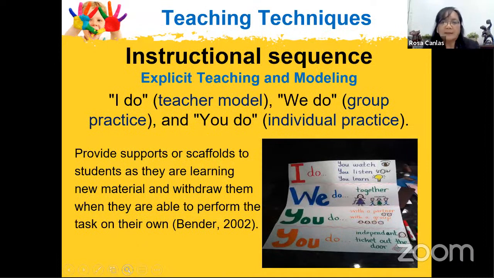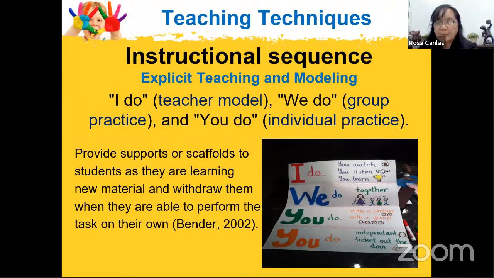The next technique and strategy is the instructional sequence. In English, we use explicit teaching and modeling. We have the I do, which is for the teacher who will make the presentation and serves as a model. We have the we do, or the group practice, and then the you do for the individual practice. In explicit teaching and modeling, we provide supports or scaffolds to students as they are learning new material and withdraw them when they are able to perform the task on their own.